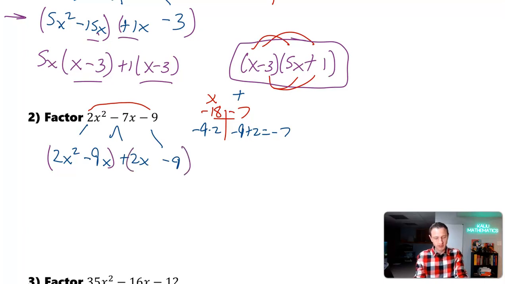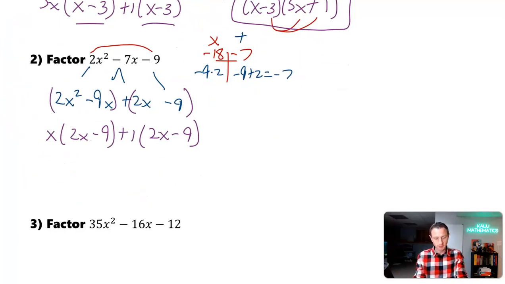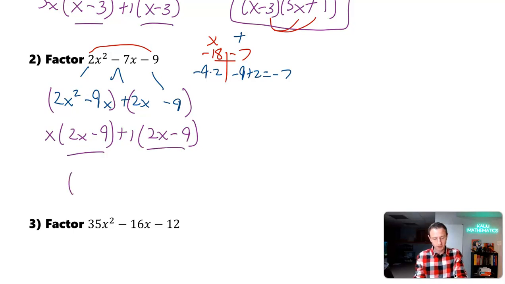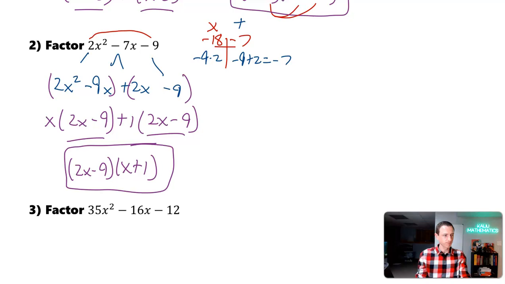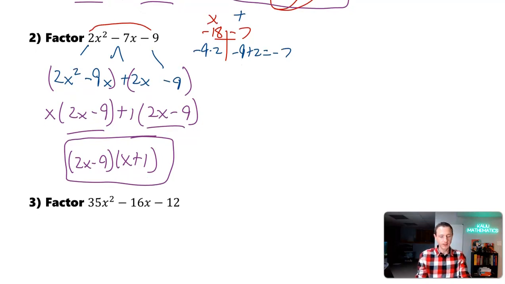So in the first parentheses, the only thing I could take out is x. That's going to leave me with 2x minus 9. In the second parentheses, I don't have anything to take out, so I have to take out something, and that's going to be 1 again, leaving me with 2x minus 9. Oops. And look at that. We have the same thing in parentheses, so I'm going to factor out that 2x minus 9, and I'm left with x plus 1. And there is our answer for that one.